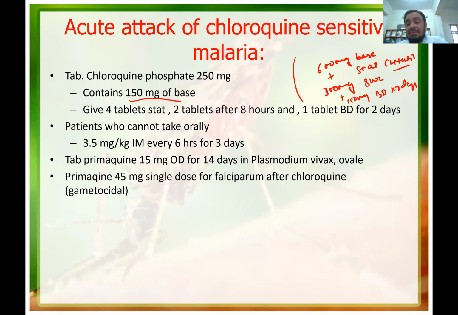So remember this regimen. Also you can use this in your prescription writing, because in prescription writing sometimes you may be asked about treatment of chloroquine sensitive malaria. And then you give primaquine for a period of 14 days. What is the dose? 15 milligram of primaquine. So this is given in cases of Vivax and Ovale, which are sensitive to chloroquine. And in case of falciparum, just a single dose of primaquine.